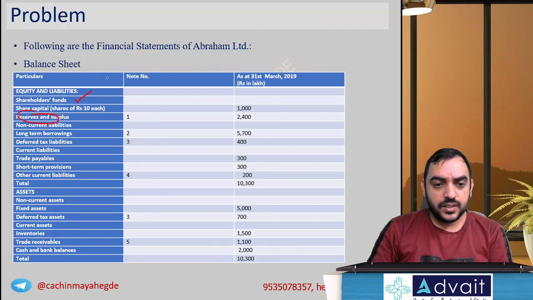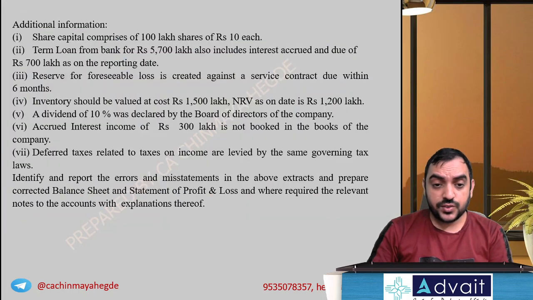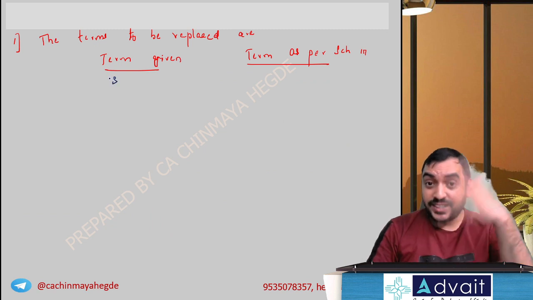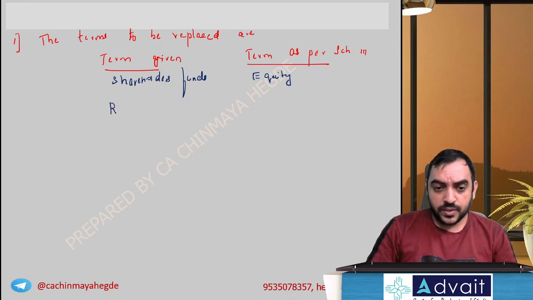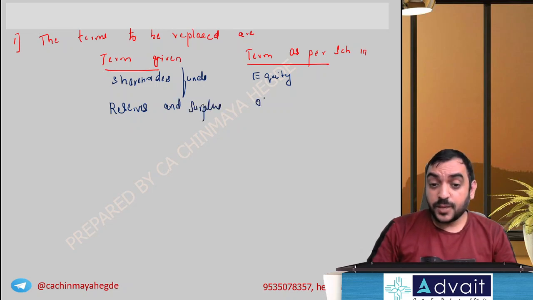They have given the words shareholders funds, and also assets will come first. Okay, that also we can write. So they have given shareholders funds, and as per Schedule 3 we use the term equity. They use the term reserves and surplus, and here we use the term other equity.